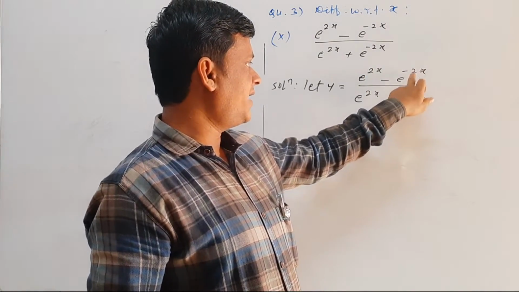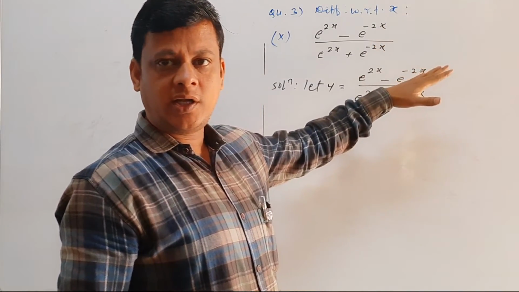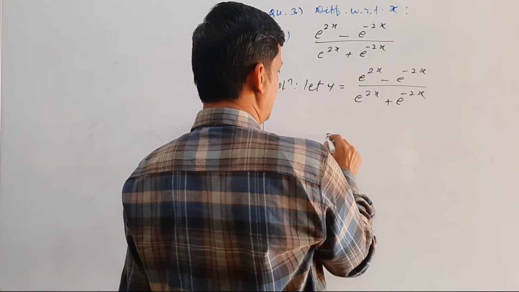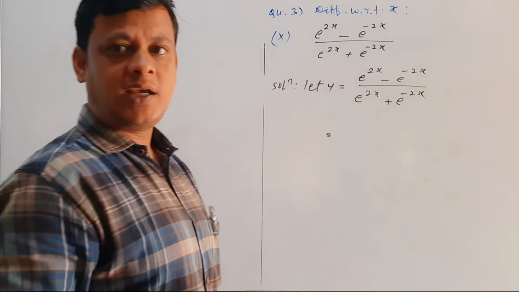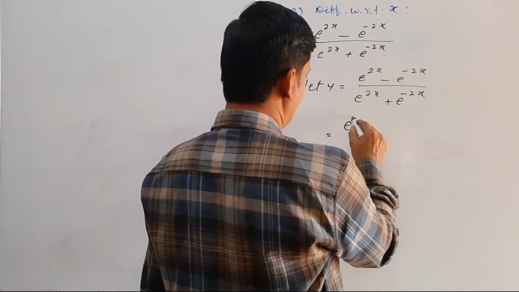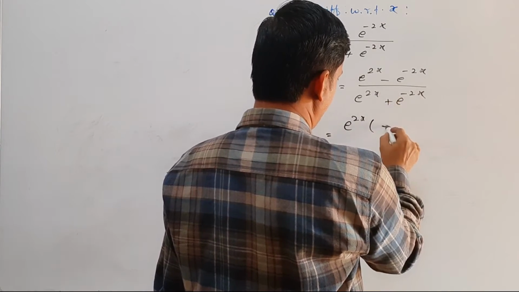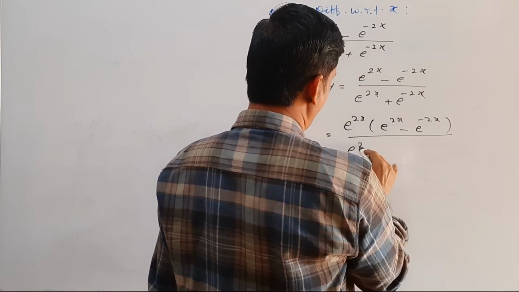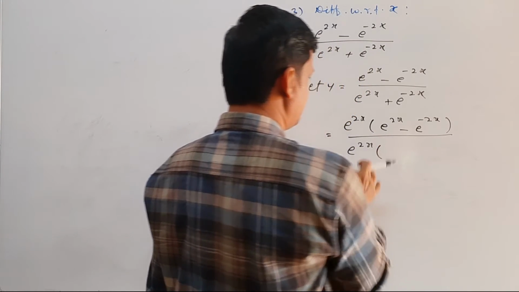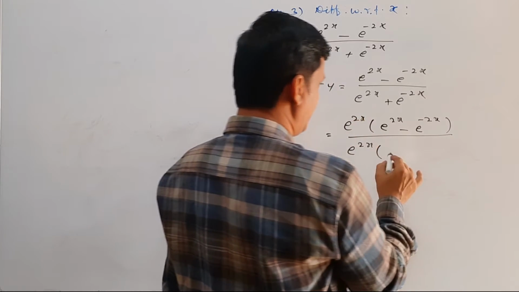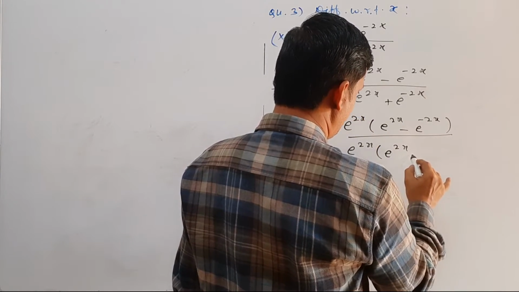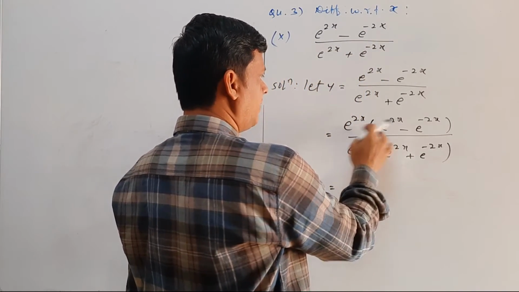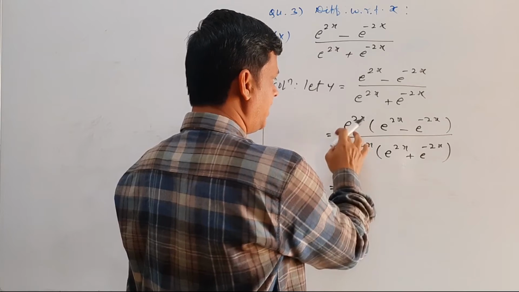You can write e^(-2x) as 1 upon e^(2x), then cross multiply. So instead of that, we multiply numerator and denominator by e^(2x). So we multiply by e^(2x) to the numerator, and we divide by e^(2x) in the denominator. That means multiply and divide by e^(2x). So we write here e^(2x) + e^(-2x). Now multiply each term of the numerator by e^(2x).